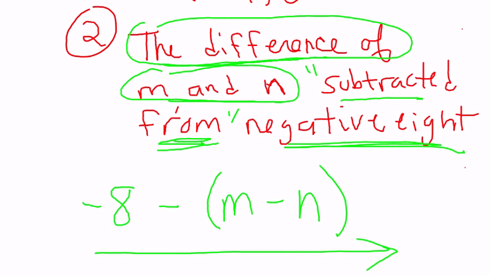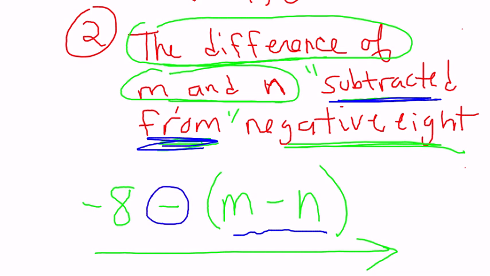I am aware that a lot of people get confused by subtracted from. So notice when you see subtracted from, the quantity m minus n is sort of second in the sentence, if you will, when you translate it algebraically. Hope that helps. Let's try another one.